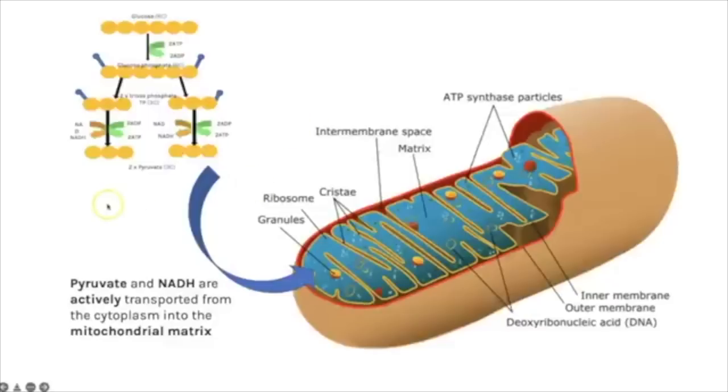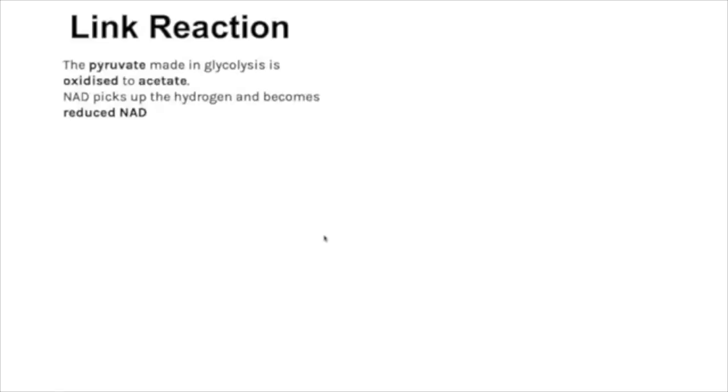So that pyruvate that has been created and the reduced NAD, they are needed in the next stages, which is within the mitochondrial matrix. So they have to be actively transported into the mitochondrial matrix, ready for the link reaction. So the pyruvate is going to be oxidised further to make acetate.